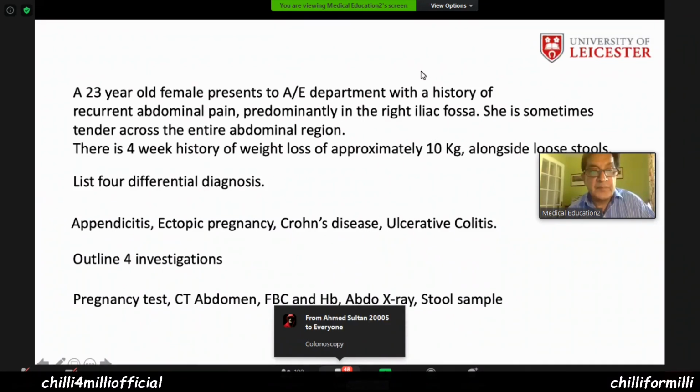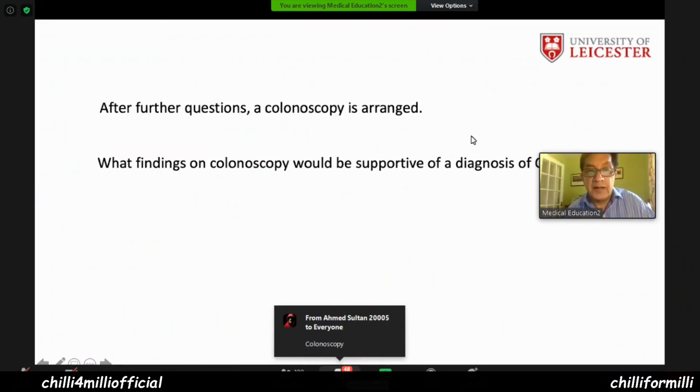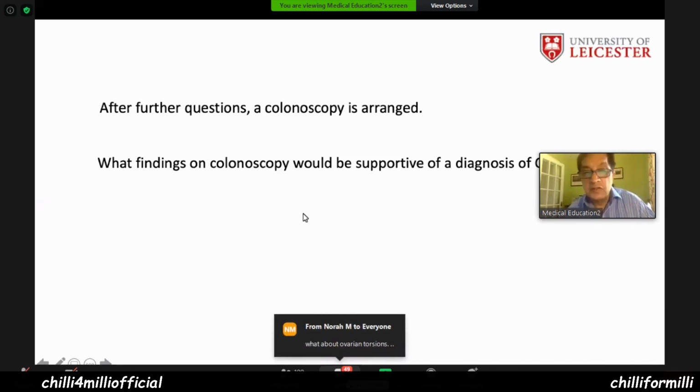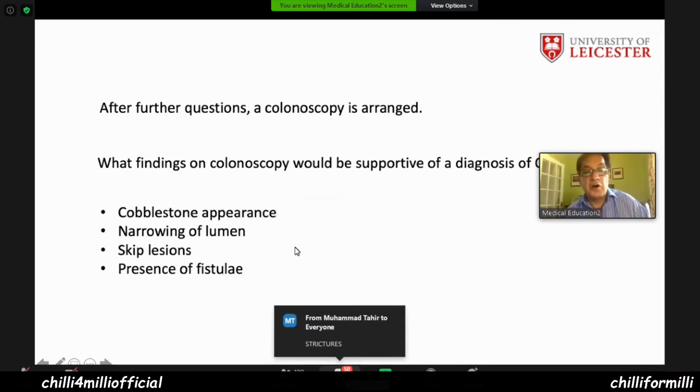Now let's see what her doctor is doing. Her doctor has asked for a colonoscopy. Well, excellent, that is fine. So the GP arranged a colonoscopy. What findings on colonoscopy would be supportive of a diagnosis of Crohn's disease? So her GP is thinking like we are thinking. So findings on colonoscopy are, this is the complete list. Yes, strictures, fistula, correct. Skip lesions, narrowing of lumen, cobblestone appearance, right? These are your features on colonoscopy, right?